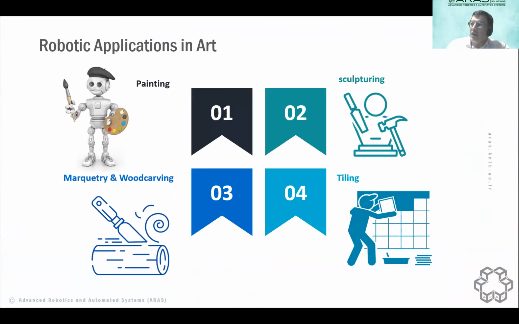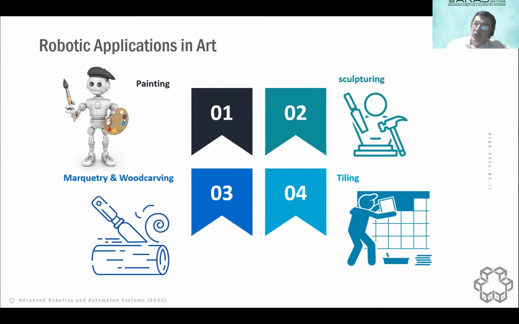But going back to the art, robotics has been used somehow in art. We can use different types of robots for painting, for sculpturing, for wood carving, and for tiling. We can say that in our group, we are working in these three applications with different types of robots.